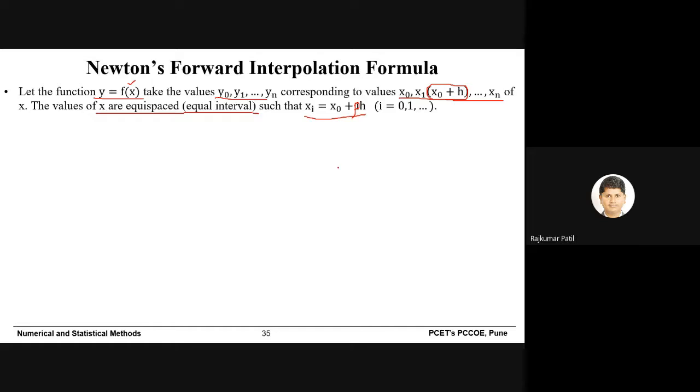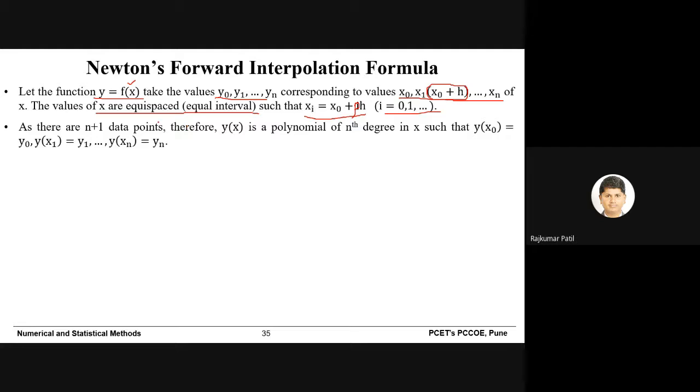So xi is equal to x0 plus ph can also be written, where i is equal to 0, 1, 2 up to the number of data points. Again, here the data points are x0, y0, x1, y1 up to xn, yn. So the total number of data points will be n plus 1. Therefore, we can have a polynomial for y of x and its degree will be n, as there are n plus 1 data points, so the degree will be n.